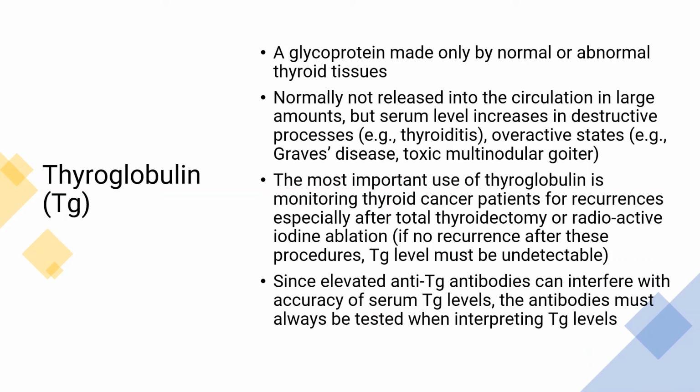Also, anti-thyroglobulin antibodies can interfere with the accuracy of serum thyroglobulin levels. So anti-thyroglobulin antibodies must always be tested when interpreting thyroglobulin levels.